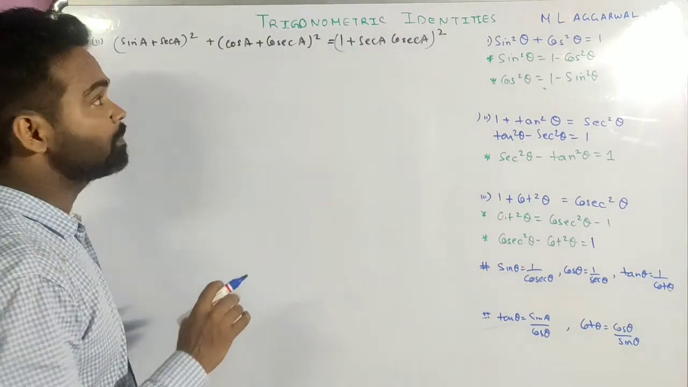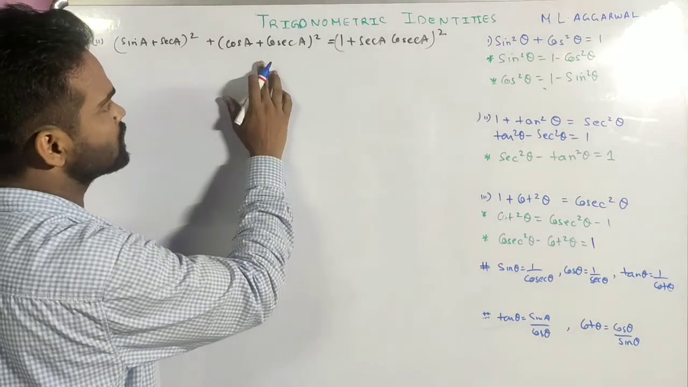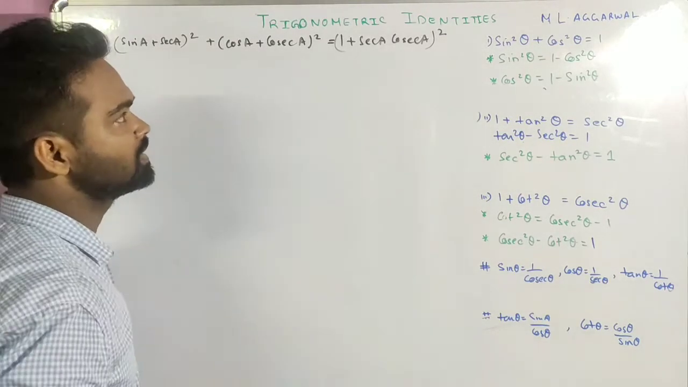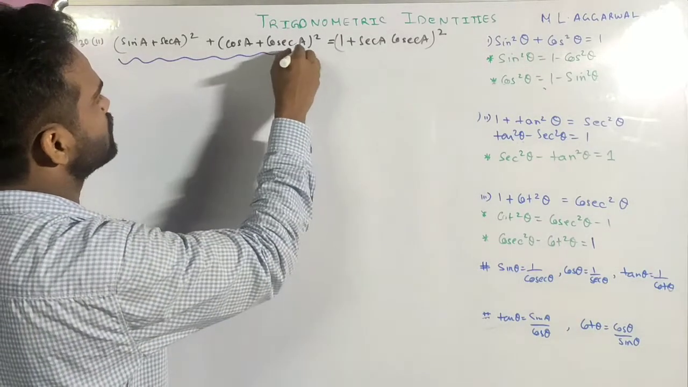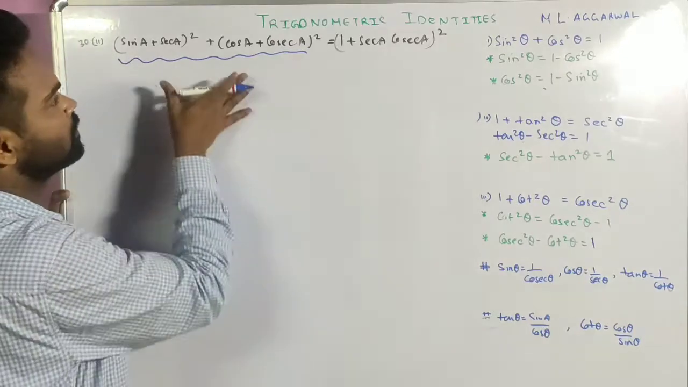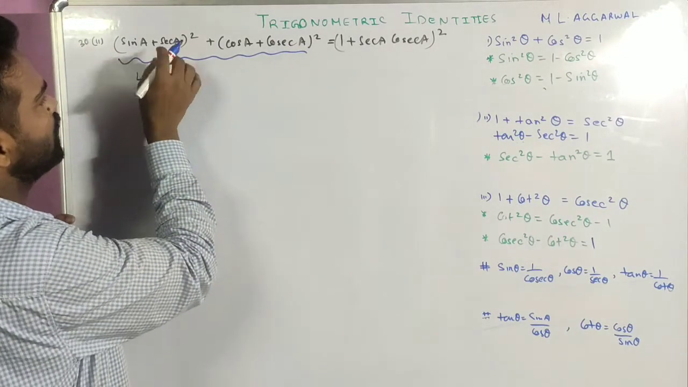Now look at this 30 part 2. Prove that (sin A plus sec A) whole square plus (cos A plus cosec A) whole square equals to (1 plus sec A cosec A) whole square. Not to worry. We'll just solve our LHS. Look over here. I'll just open the bracket.